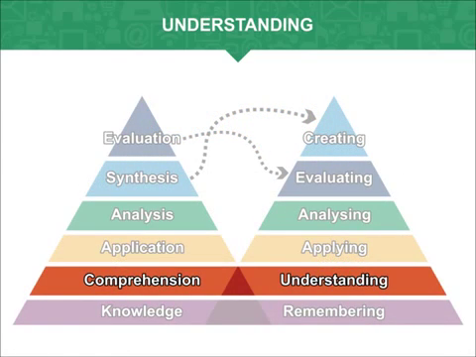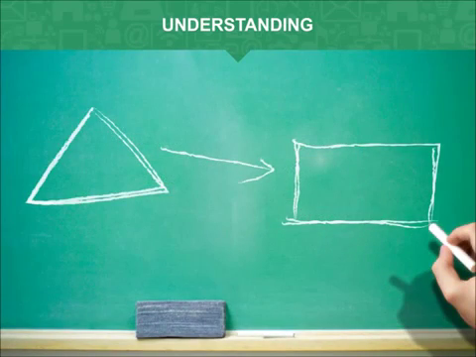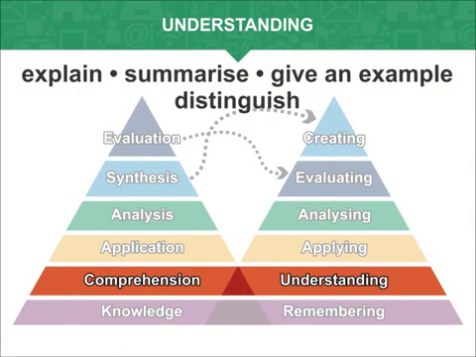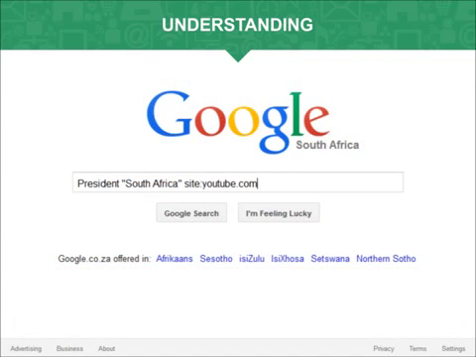The second level is understanding. To show understanding means that the learner needs to be able to explain how something works. For example, a teacher will ask the learner, "What is the difference between a rectangle and a triangle?" Keywords for questions on this level could include explain, summarize, give an example, or distinguish. Technologies on this level could include an advanced Google search, journaling using a blog, or commenting on social media posts.